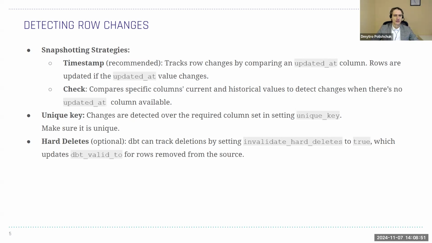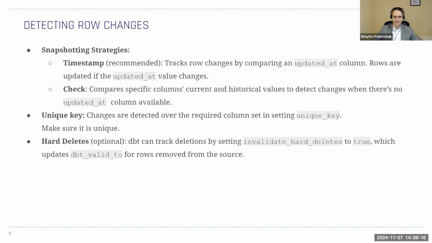The timestamp strategy is recommended in dbt because it is straightforward and highly performant. It only captures a change when the timestamp value changes, reducing unnecessary column comparisons and simplifying the process of identifying modifications. It's especially effective for tables with frequent updates, as it minimizes resource usage since only one single column, updated_at, is checked.